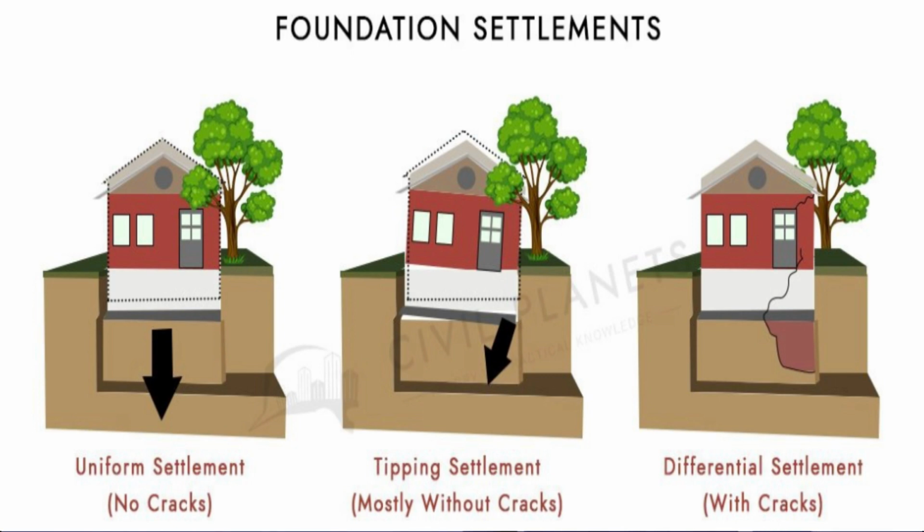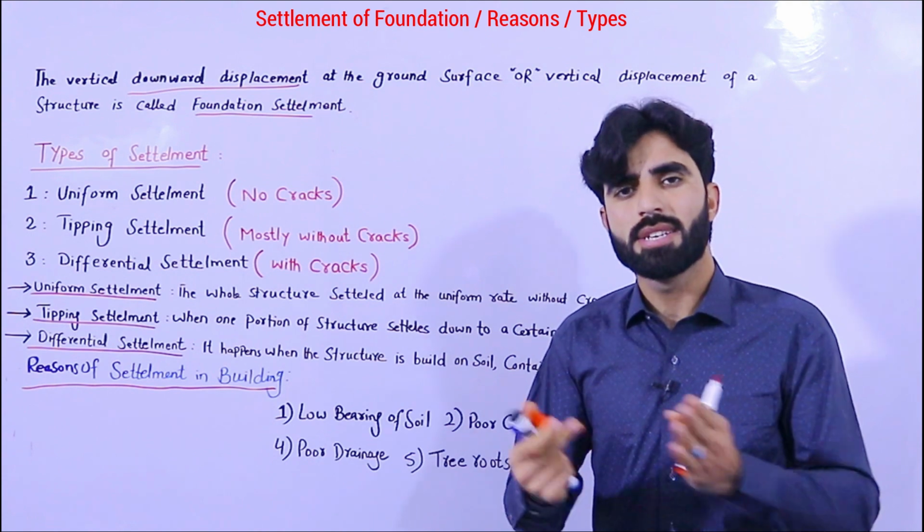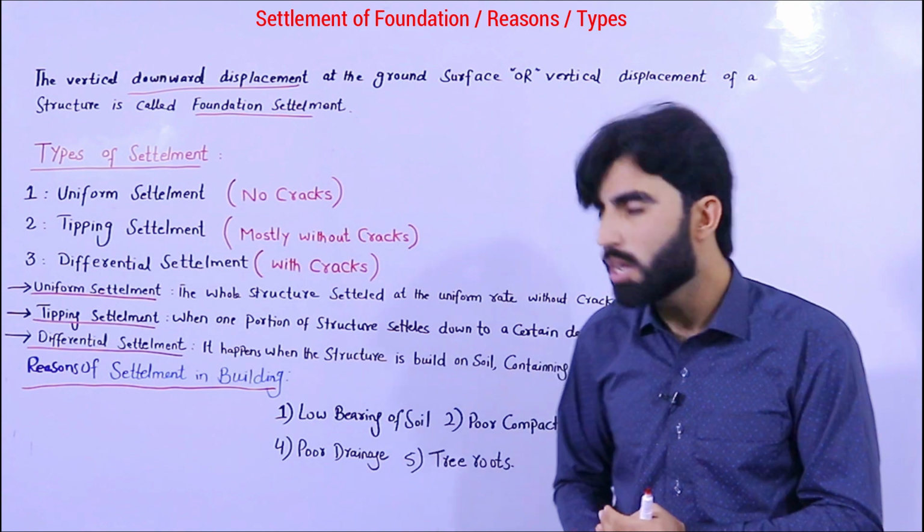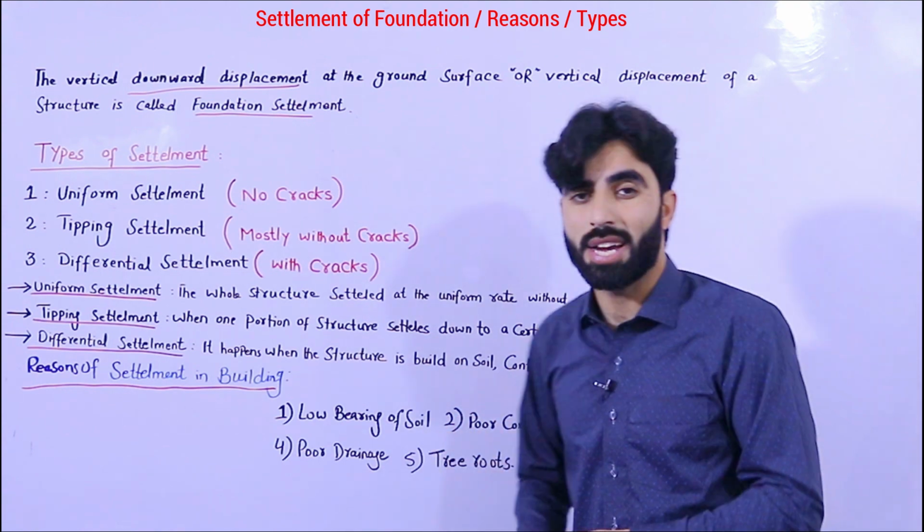Now the first one is uniform settlement, okay. Uniform settlement is when the whole structure settles at a uniform rate without cracks. So this is not dangerous. The whole structure settles uniformly, at a uniform rate without cracks. This is uniform settlement. Most structures you will see, if the structure settles inside the foundation and you can't see any cracks, that is uniform settlement. So this is not a danger, okay.